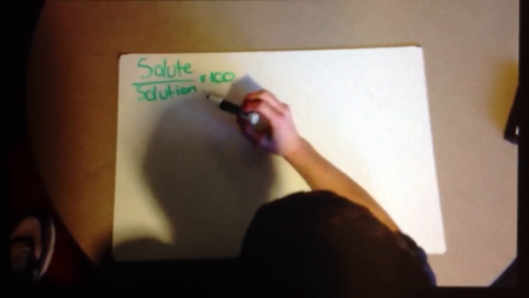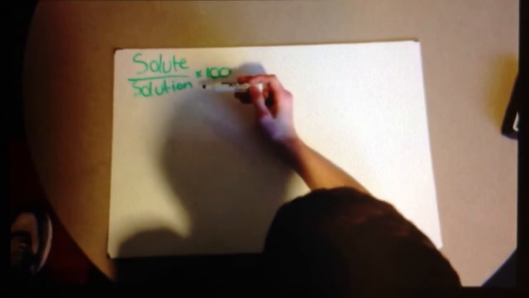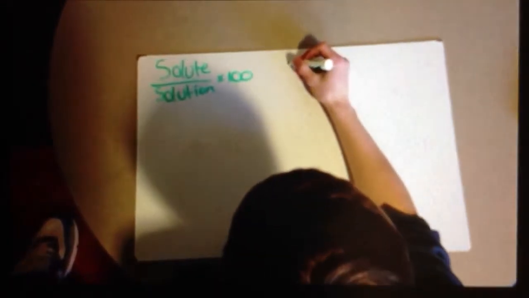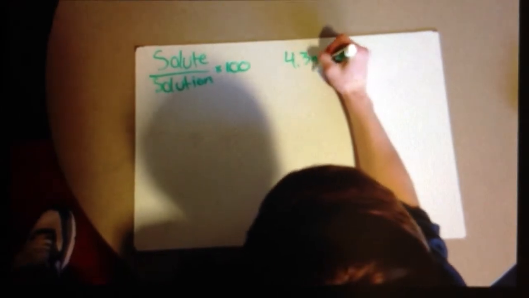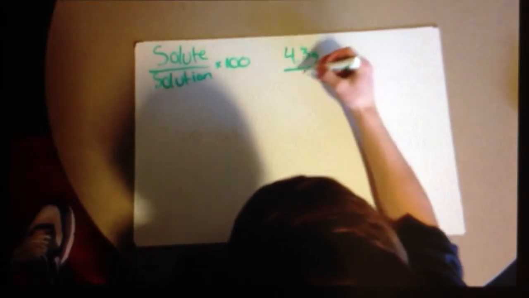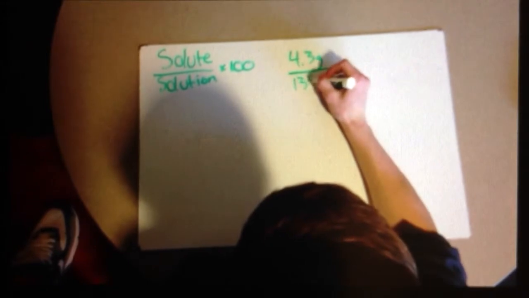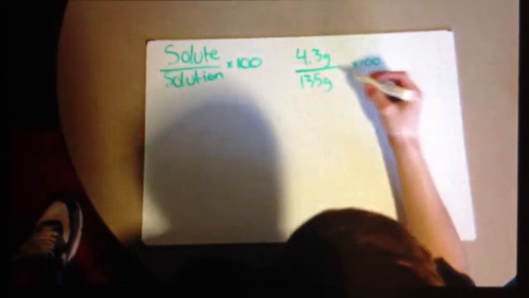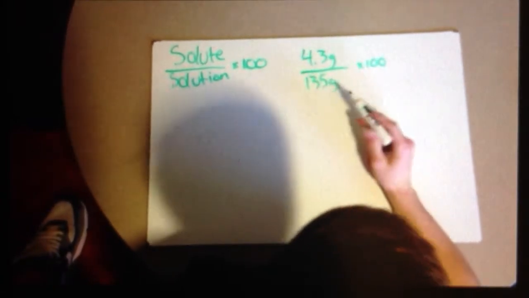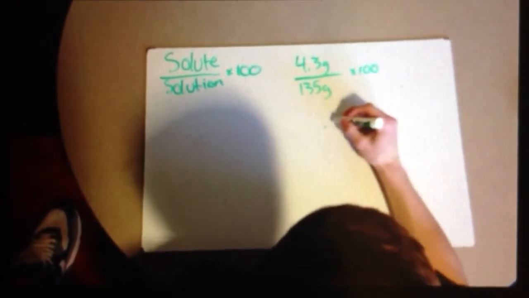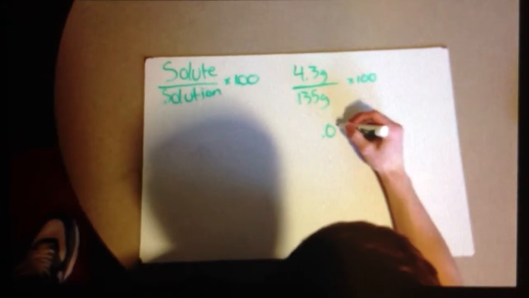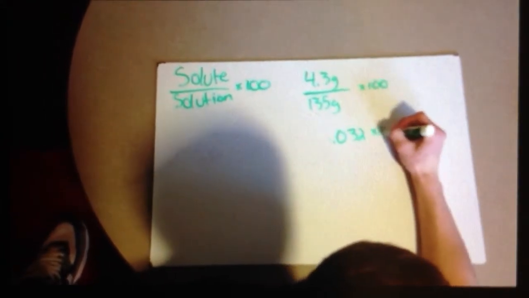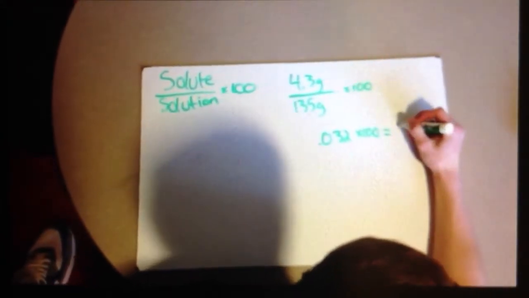So remembering the equation of the mass percent is the mass of the solute over the mass of the solution times 100. And in the problem we had 4.3 grams of solute over 135 grams of solution times 100. 4.3 divided by 135 comes out to be 0.032, and that times 100 is roughly 3%.